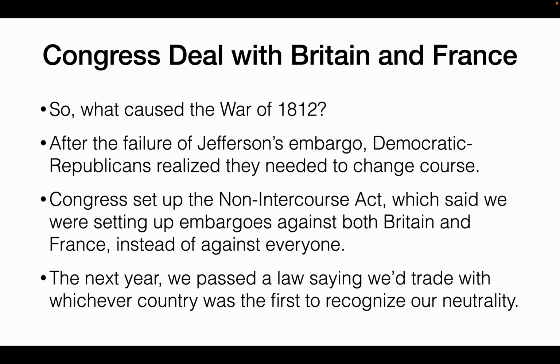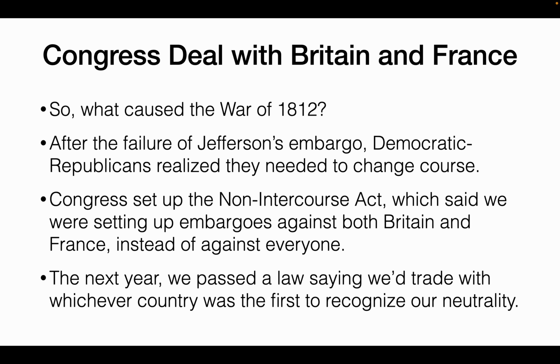Now, let's look at how we got to the War of 1812. What caused it? Well, after the embargo, Democratic Republicans needed to change economic course to stop the English from taking our ships. They set up what's called the Non-Intercourse Act, which said that we were setting up embargoes against Britain and France specifically, and not the entire world, which is what the Jeffersonian embargo was. So we were specifically pointed at those two countries.